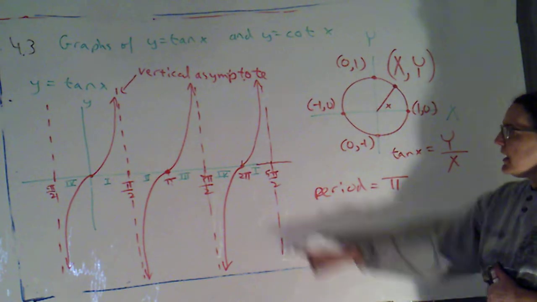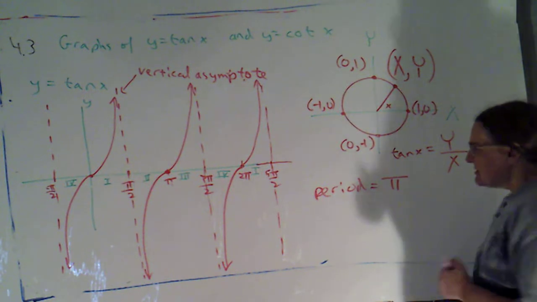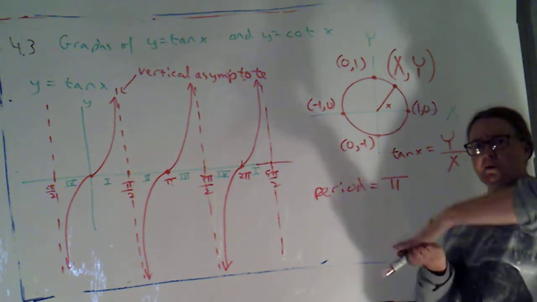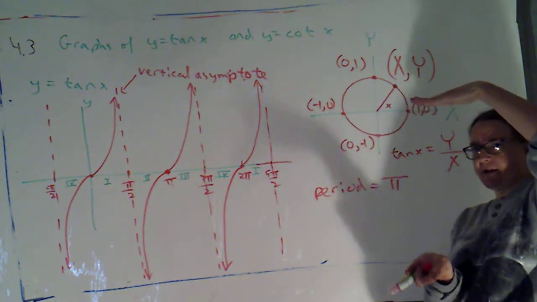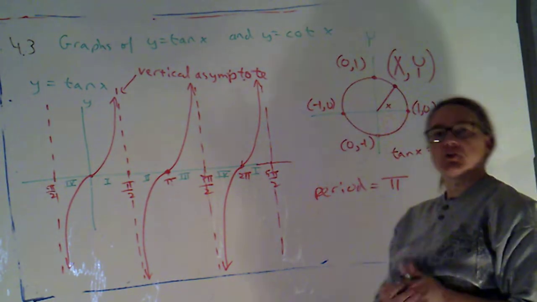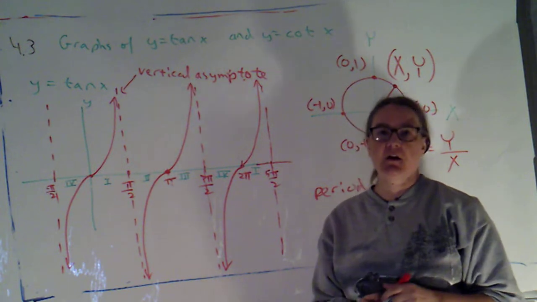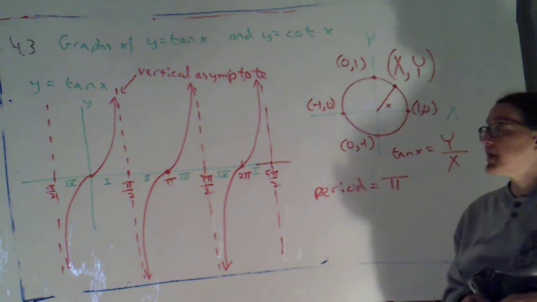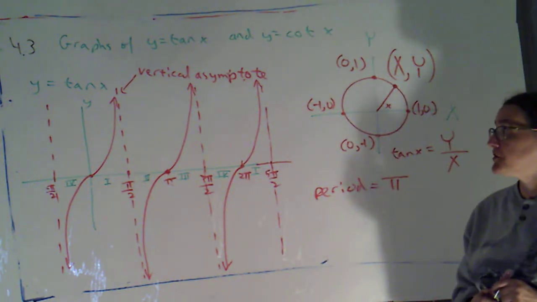You might ask what the amplitude is. There isn't any. Amplitude is supposed to be the vertical distance between a high point and a midpoint. There's no high point. It goes off to infinity. So the concept of amplitude only makes sense for sine and cosine, but the concept of the period is going to make sense for all of the trig functions.